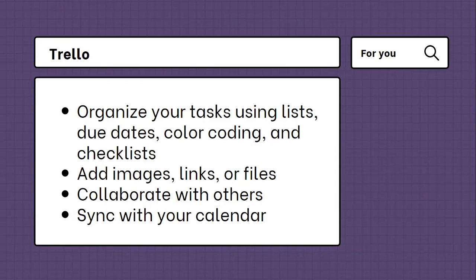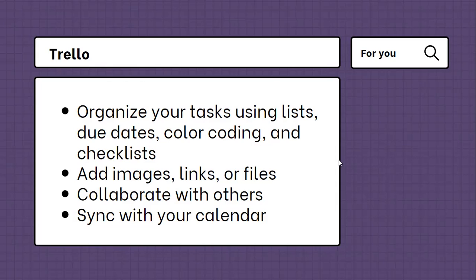And then you can sync Trello with your calendar. So if you are adding due dates and deadlines in there for yourself, you can sync it with your calendar and it'll show up on whichever calendar you decide to sync it with. It can be your Outlook, your Gmail, your iPhone iCal calendar, whatever you want to use there.